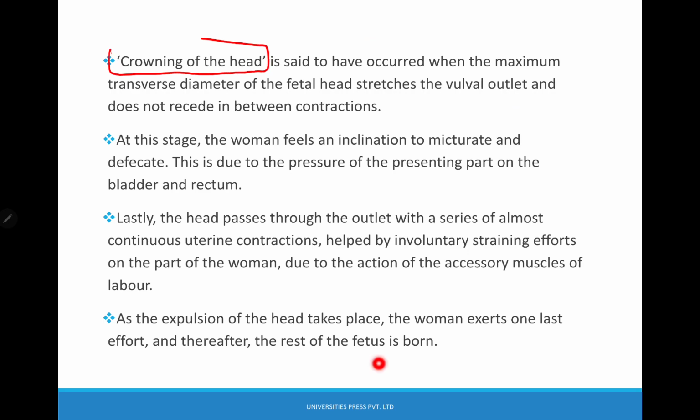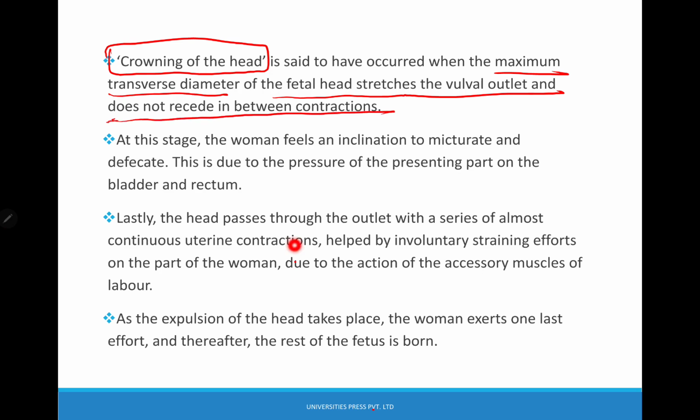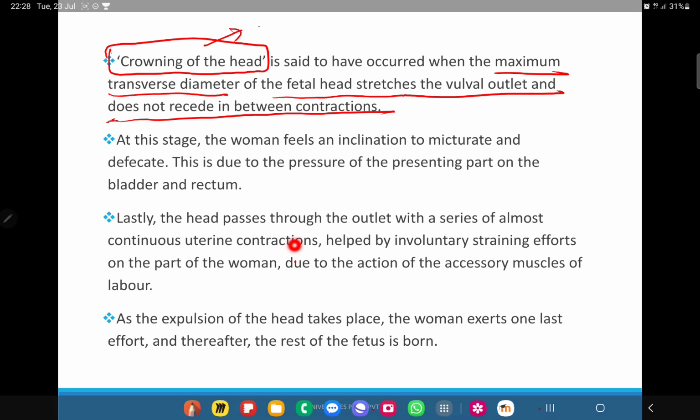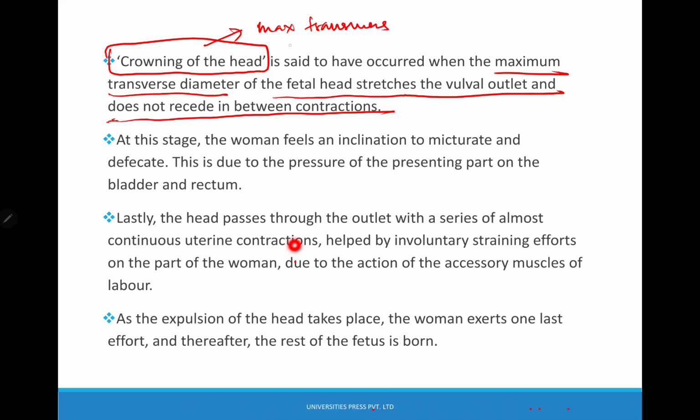Next, crowning of the head occurs. Crowning of the head is said to have occurred when the maximum transverse diameter of the fetal head stretches the vulval outlet and does not recede in between contractions. So when do you say crowning of the head? When the maximum transverse diameter of the fetal head, that is the biparietal diameter, passes through the vulval outlet.